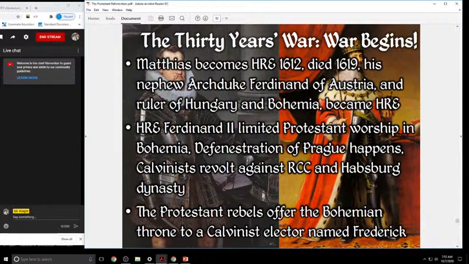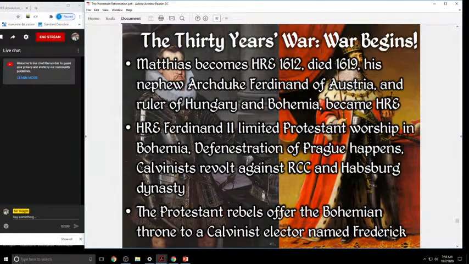His nephew, Archduke Ferdinand of Austria, and the ruler of Hungary and Bohemia became the next Holy Roman Emperor. And so Matthias dies, Archduke Ferdinand, okay, is the new Holy Roman Emperor. Okay, so he becomes Holy Roman Emperor Ferdinand II, okay? Ferdinand II, it's going to be important because we're going to be introducing ourselves. So there's Ferd and Fred. Okay, don't get Ferd and Fred mixed up. Okay, Ferdinand and Frederick. Ferdinand is the Catholic Holy Roman Emperor, Ferd II.